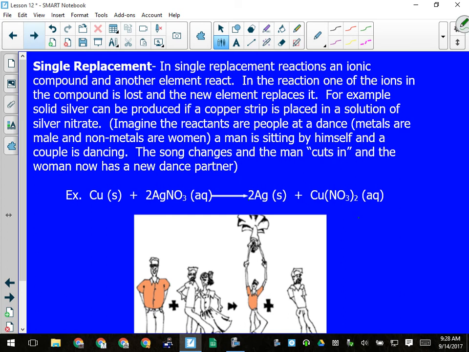Okay, is this reaction balanced? I got 1 copper on this side. I've got 1 copper over here. I've got 2 silvers. I've got 2 nitrates, because there's 2 silver nitrates, and I've got 2 nitrates on this side. So yeah, it is balanced. Okay, it's all worked out.